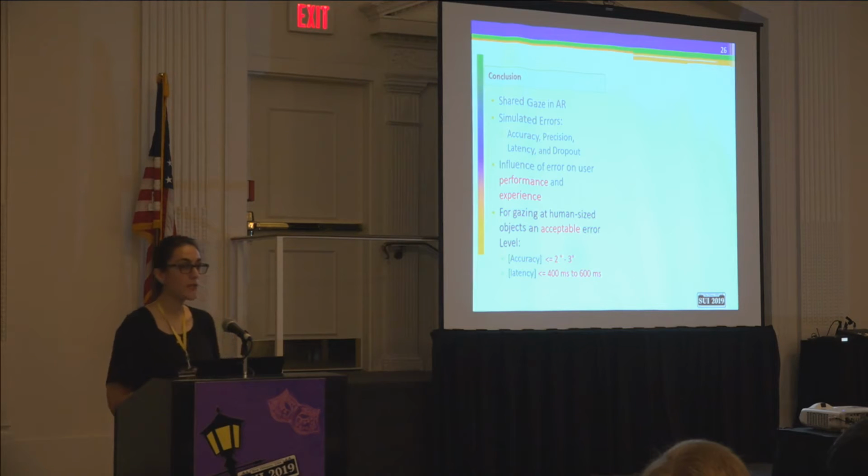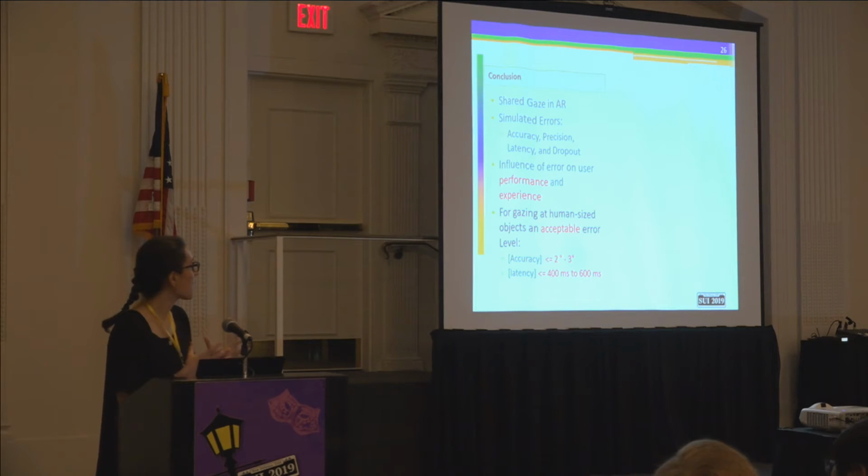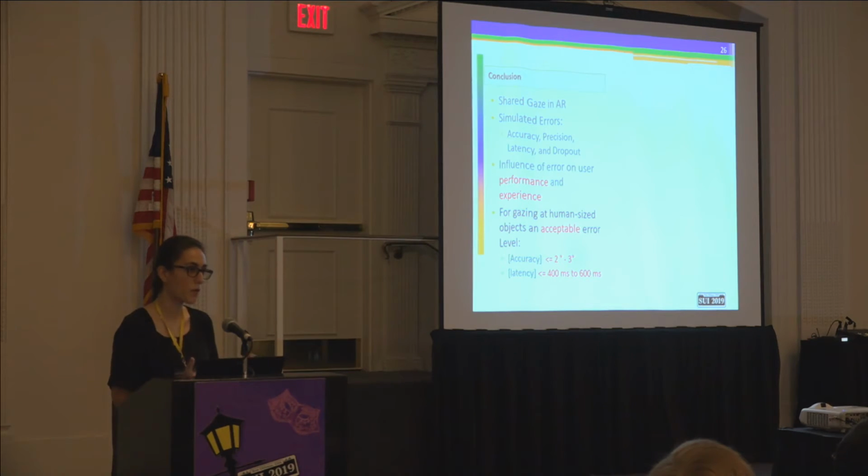To conclude, we created a shared gaze platform in augmented reality. We simulated 4 types of errors and introduced them to our system and tried to understand the influence of these errors in our setup and participants' performance and experience. And we are providing some guidelines for tasks such as gazing at human-sized objects, errors that can be acceptable for participants to maintain in their performance. For accuracy are around 2 to 3 degrees, and for latency are around 400 to 600 milliseconds.